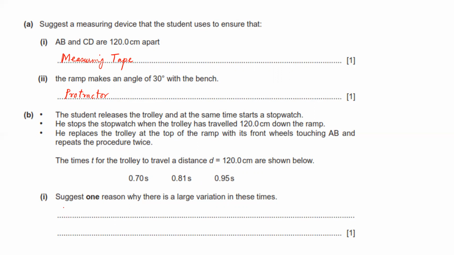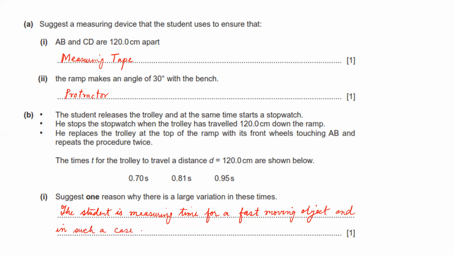So again, the student is measuring time for a fast moving object, and in such a case, human reaction time causes large variations in the readings, in the time measurements.